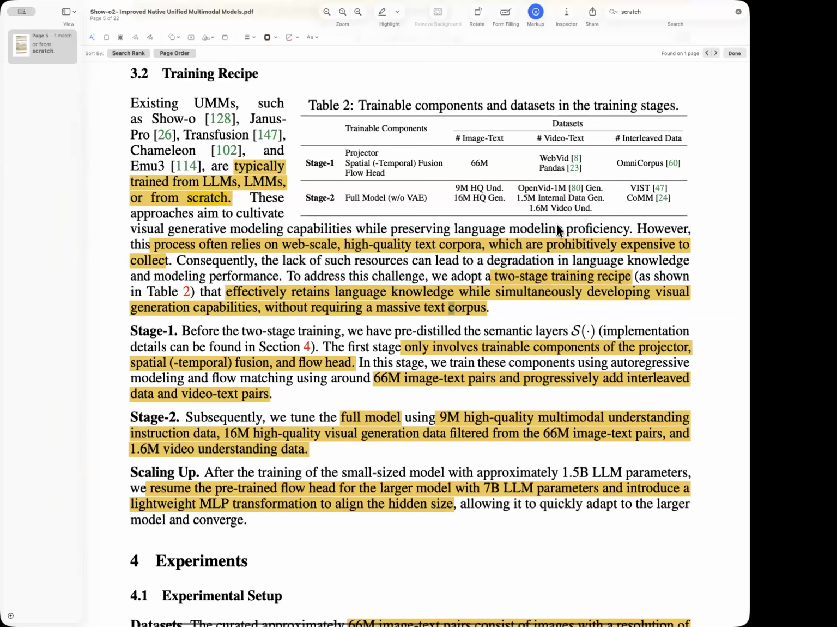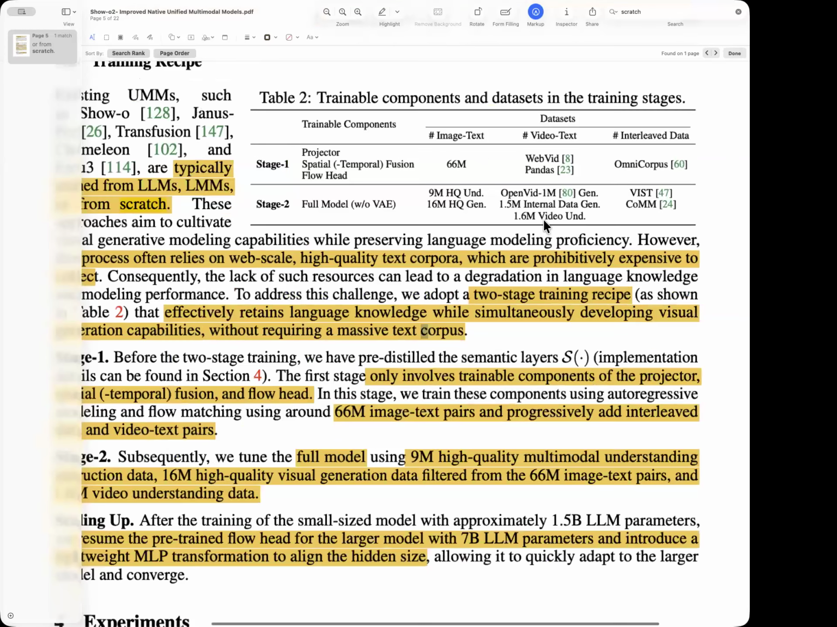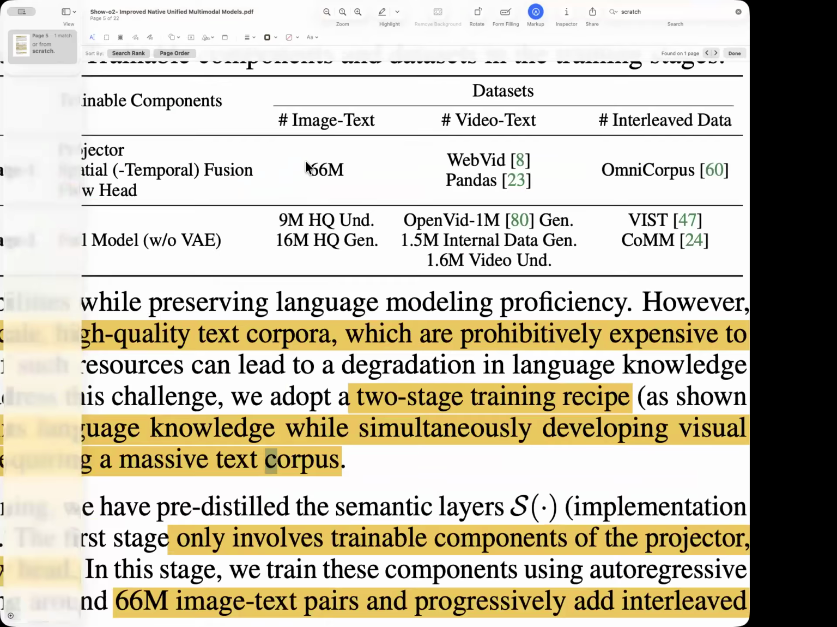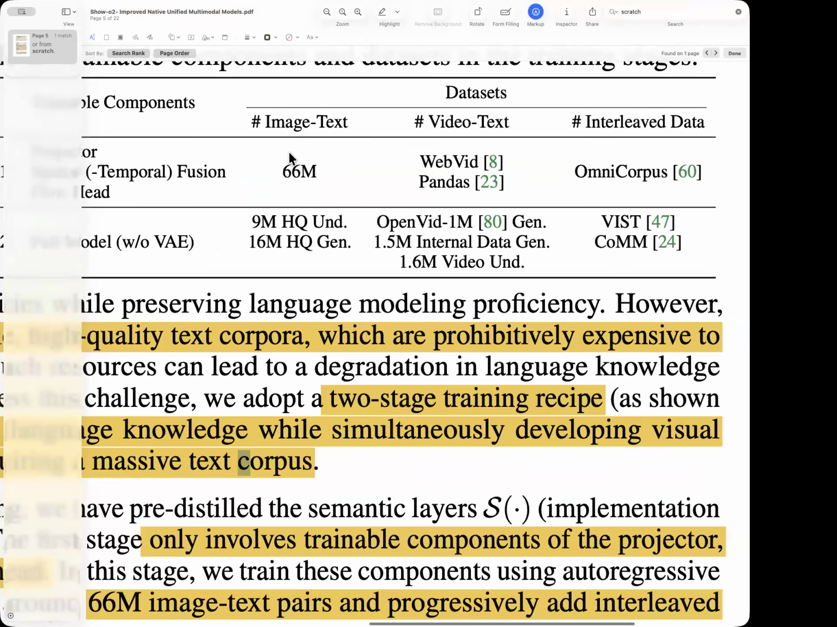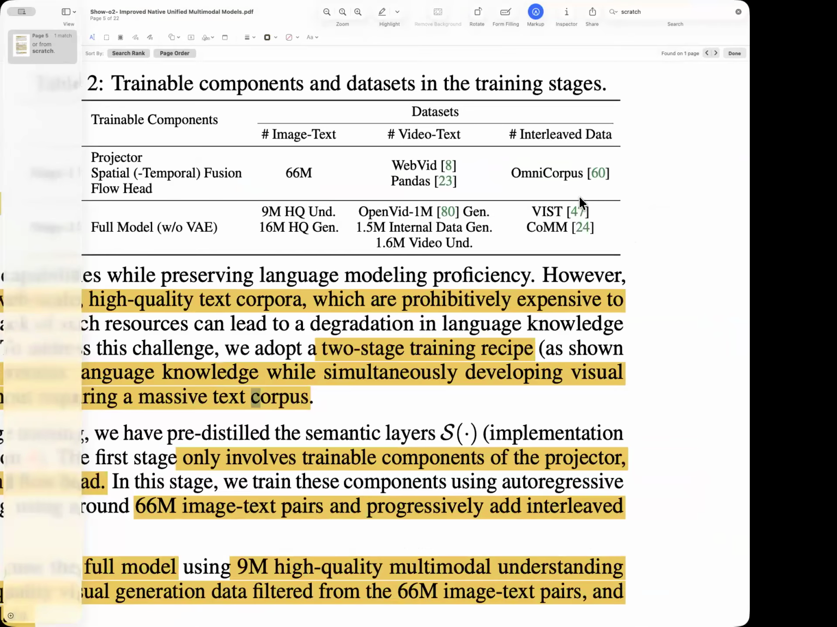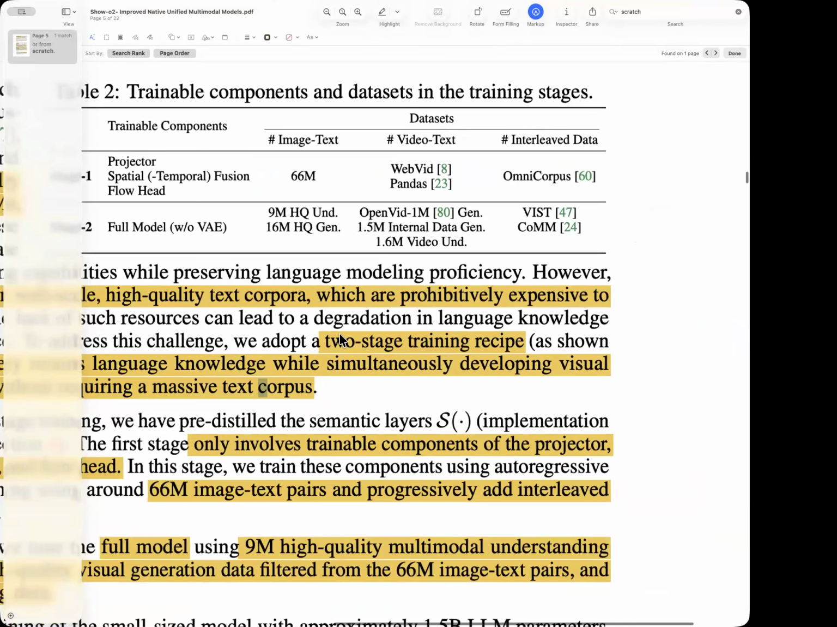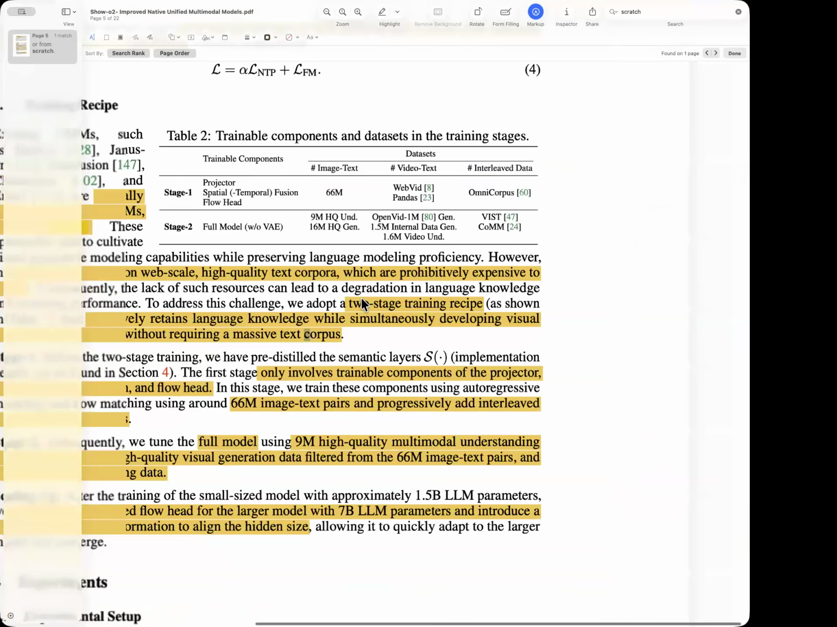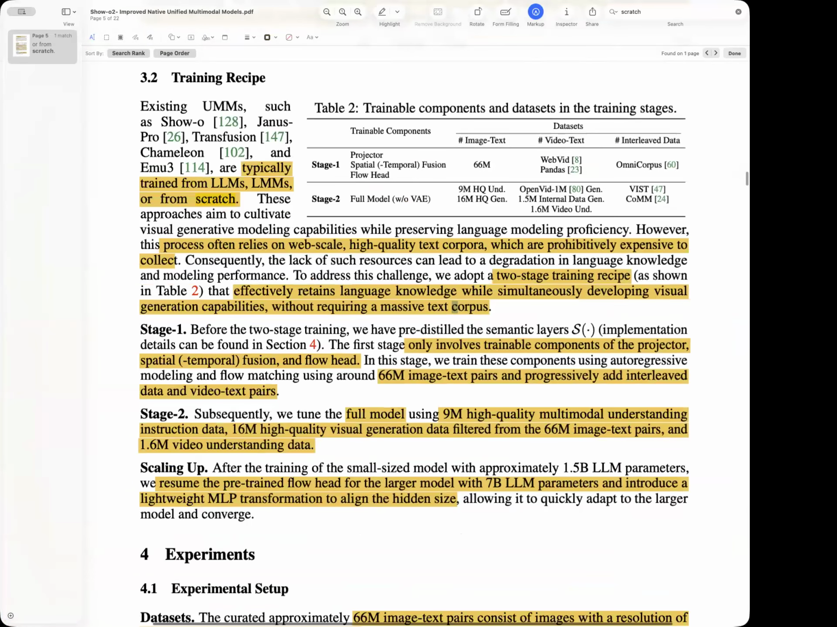And then this is kind of the breakdown of their data sets. It's not that much data. Image text pairs, these sum up to under 100 million. Same with video data, it's under 100 million. There's not that much data here. And then they talk about in each stage what they're freezing. So yeah.